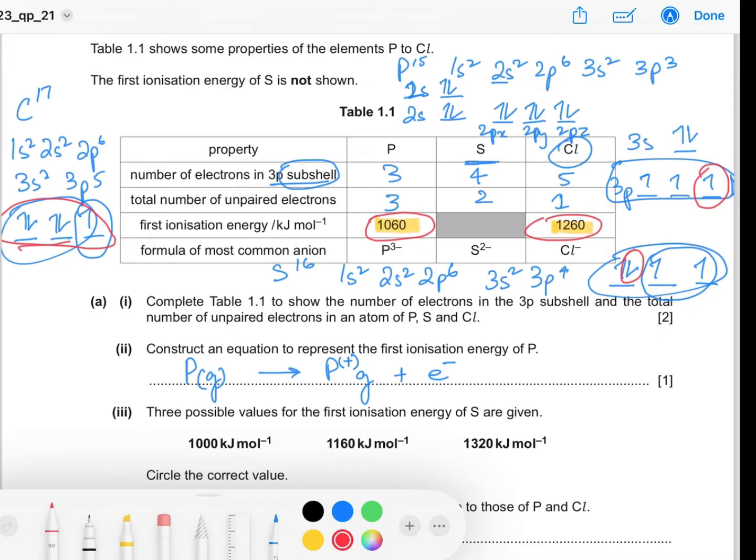Generally speaking, the ionization energy increases across the period. So you go from phosphorus in group 5 to sulfur in group 6 to chlorine in group 7. Across the period, ionization energy should increase.